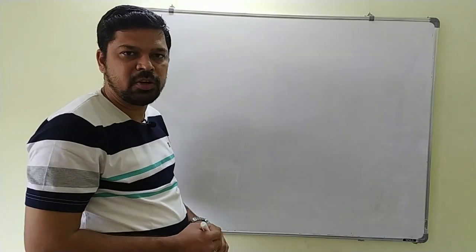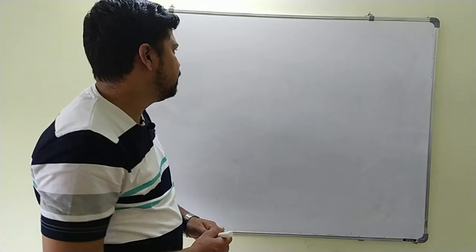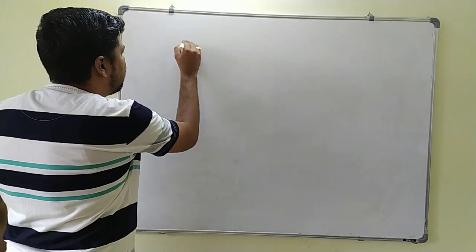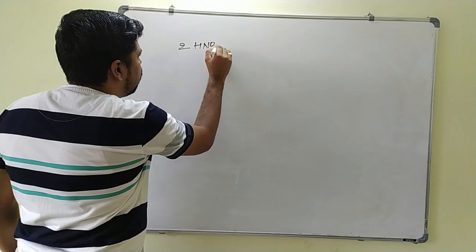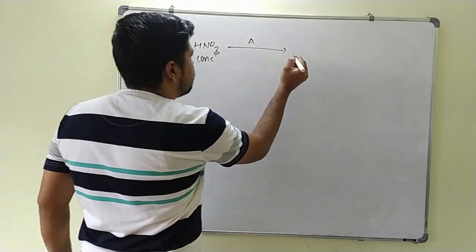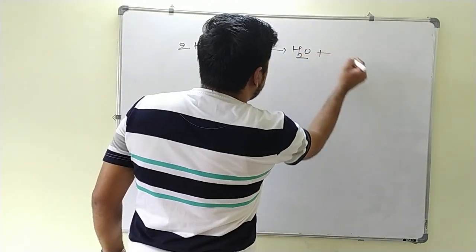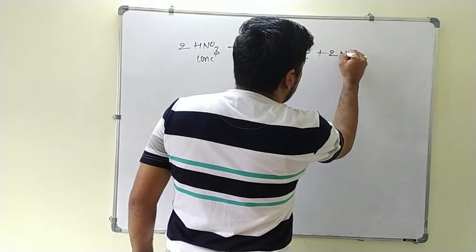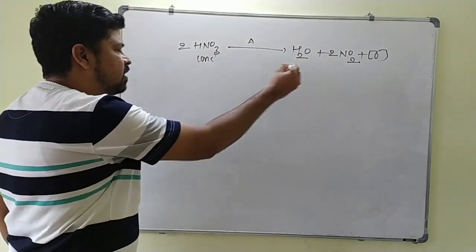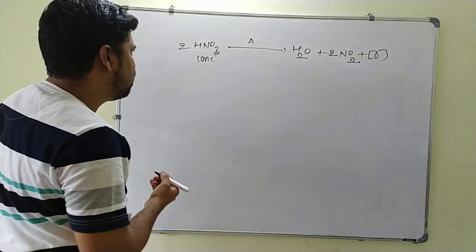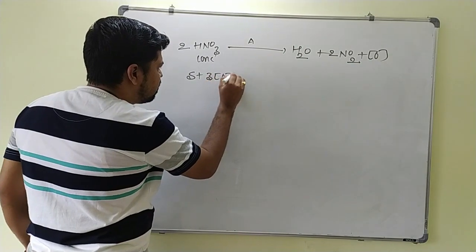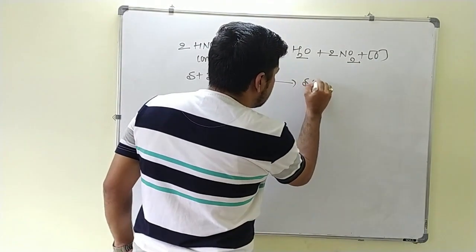Now the oxidation of sulfur by concentrated HNO3. Already we know that sulfur is oxidized to sulfuric acid. First we will take 2 moles of HNO3, that is concentrated, which on heating undergoes decomposition to give H2O plus 2 moles of NO2 plus 1 nascent oxygen here. This nascent oxygen will react with what? Sulfur to form sulfur trioxide. 1 sulfur combines with the 3 nascent oxygen to form SO3.